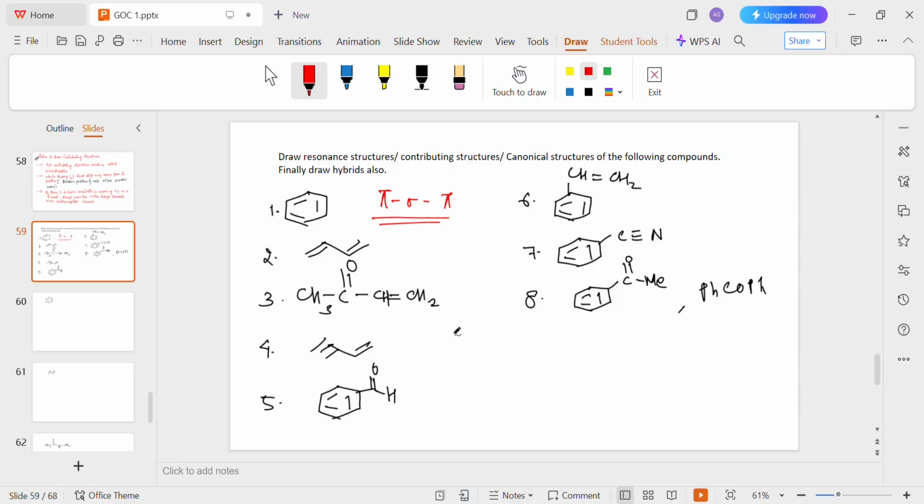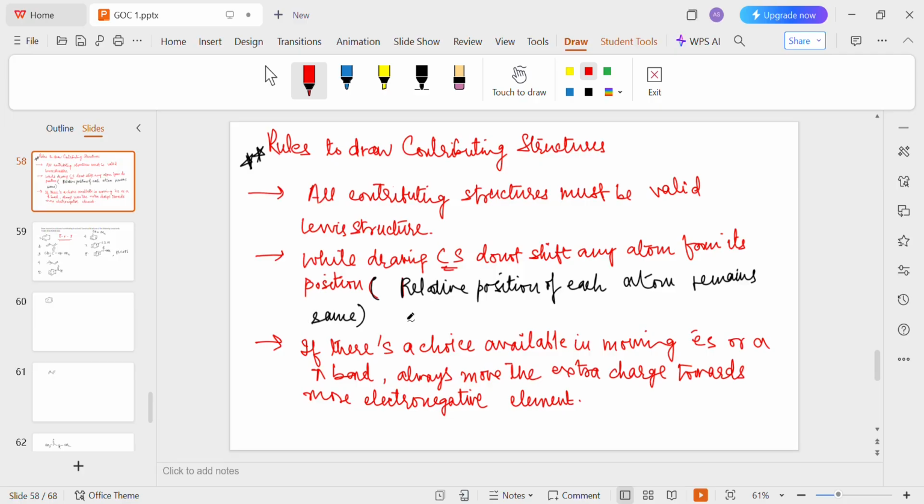Okay, how you draw the resonance structure, let us know about the rules that you have to keep in mind while drawing them. There are other rules also, but these are the most important rules that you have to keep in mind while drawing contributing structures. The first one says all contributing structures must be valid Lewis structures, that is, nitrogen cannot have a covalency more than 4. Beyond 4 nitrogen should not have a covalency.